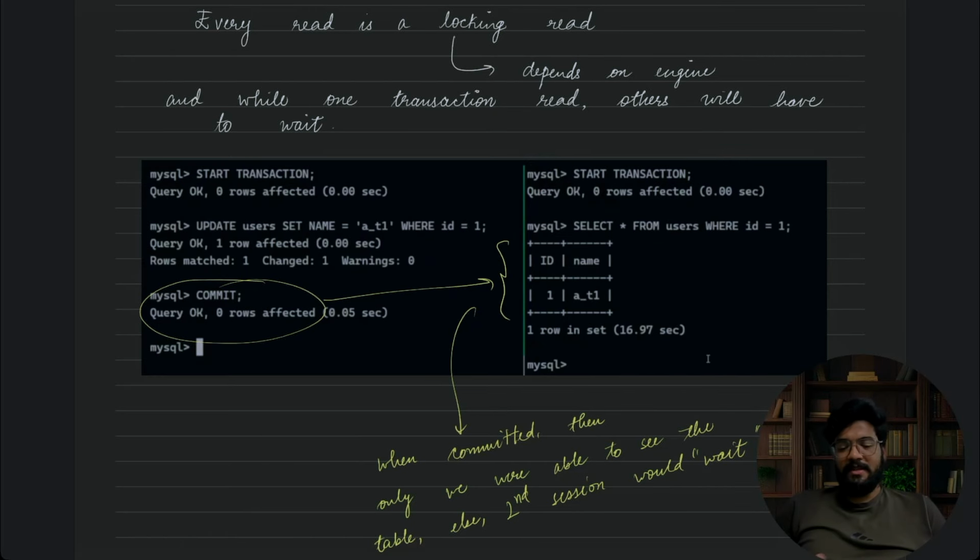So these were the different kinds of isolation levels, and this is what I wanted to discuss about relational databases: the history, the benefits of using them, and the things you can achieve while implementing them in your system design.